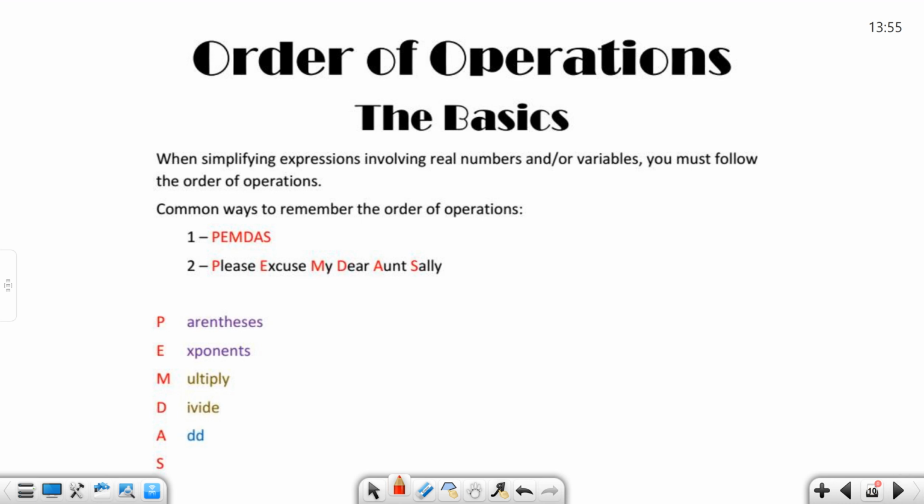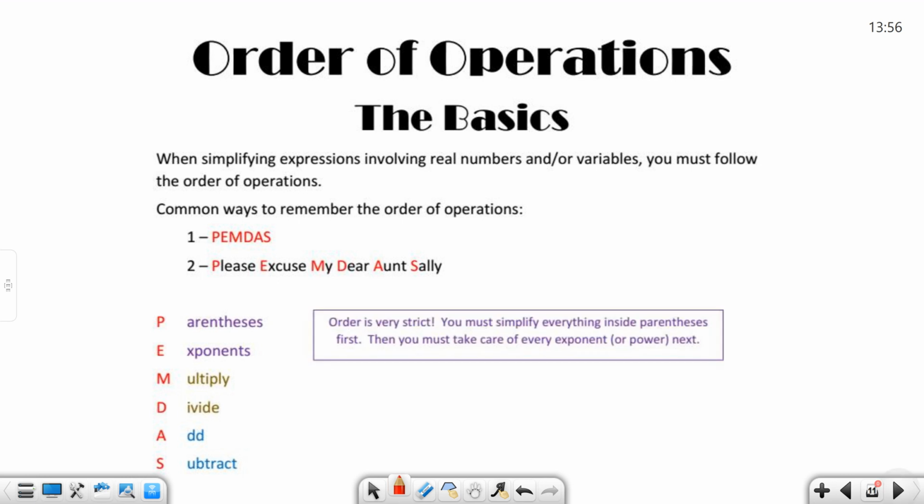Then add, the A is for add, and subtract. And you can do adding and subtracting in any old order you want to. You can subtract or add, put all the adds together, put all the positives, all the negatives together. However, you could add, subtract, subtract, add, subtract. It doesn't matter. However you want to do it.